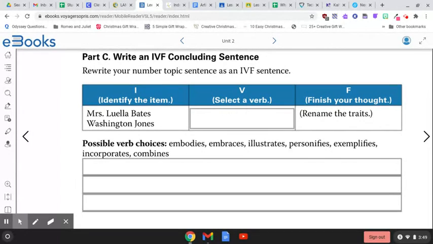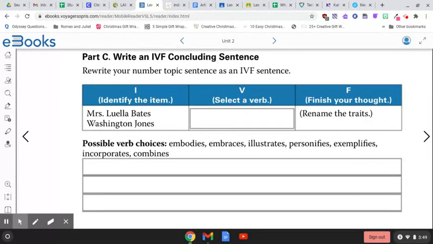Now let's look at part C. Rewrite your number topic sentence as an IVF sentence. I want you to restate your number topic sentence as an IVF statement. Who are we writing about, or what is our I? Mrs. Luella Bates Washington Jones. It's already filled in for us.